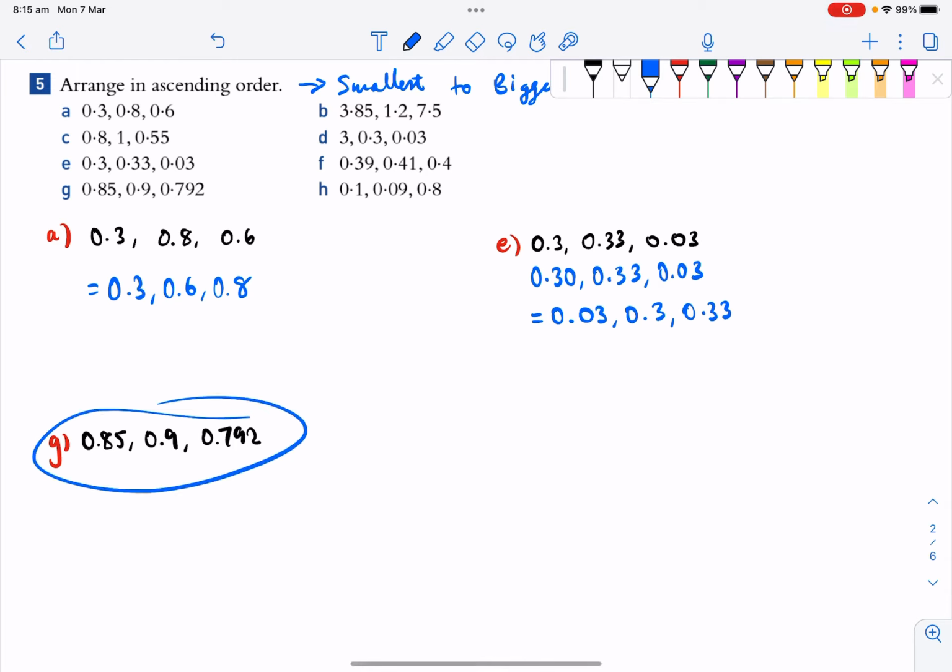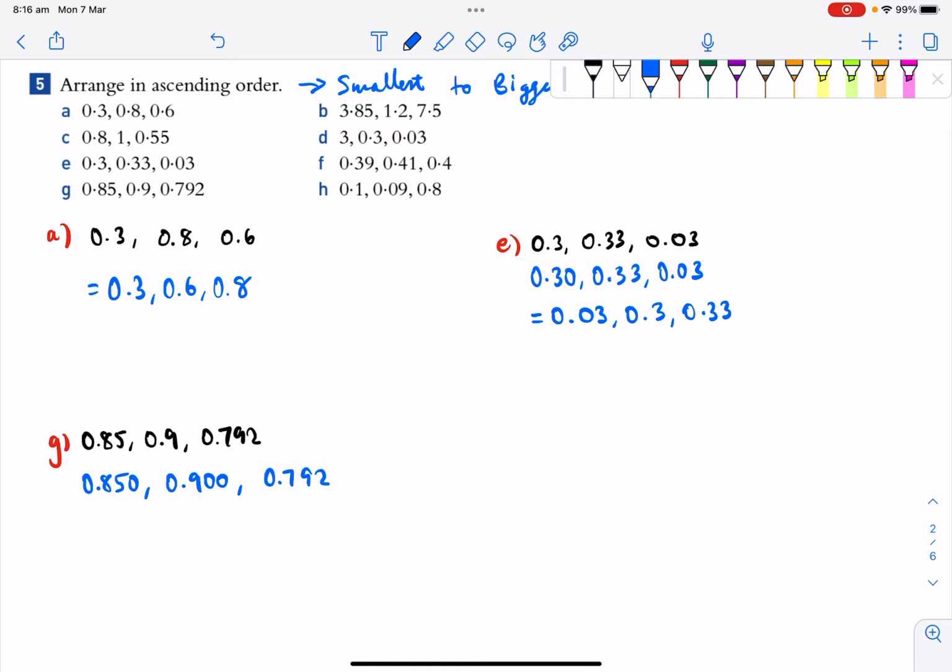And finally, in G, all of them have different decimal places. So we have 2 here, 1 here, and 3 here. You should always make the smaller decimal places the same as the biggest one, because then you can see your numbers clearly. So here 0.85 will be written as 0.850. So now it's 3 decimal places, just like the biggest number of decimal places. 0.9 will become 0.900. Okay, because I need to fill in 2 zeros to make that number 3 decimal places. And then finally we have 0.792, which is already 3 decimal places.